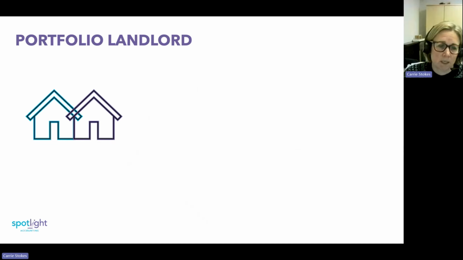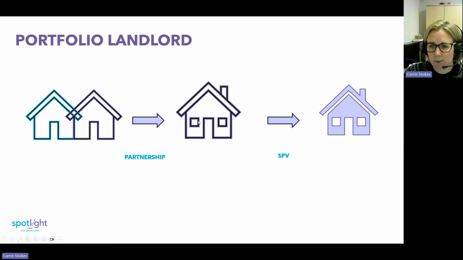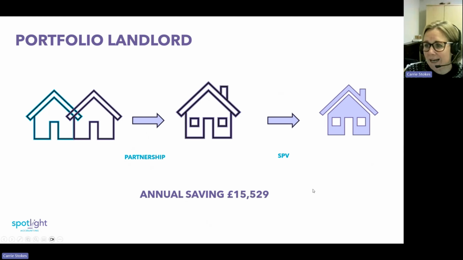The next example is a portfolio landlord that we work with. They had a number of properties, husband and wife, that they were operating personally. We registered a partnership with HMRC. We then took that partnership and moved it into a specialist purpose vehicle. The annual tax saving on this was £15,529 a year. There are strict criteria and a specific process that we have to go through. It can be quite a painful process to go through, but it can give significant tax savings.